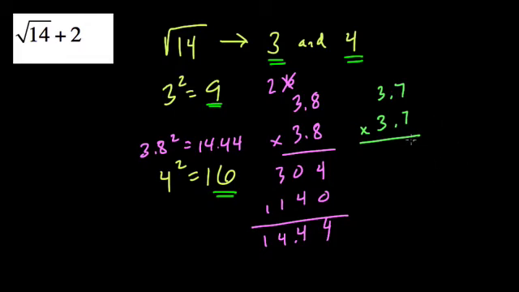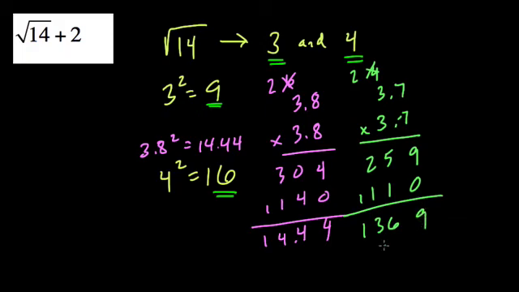So 3.7 squared, here 7 times 7, that's 49. 7 times 3, 21, plus 4 is 25. 0 for a placeholder, don't need that anymore. 3 times 7 is 21, 2, 3, carry the 2. 3 times 3 is 9, plus 2 is 11. Now what do I get? Well, I add these up, I get 13.69. Too small. So I have 3.8, which is too large when I square that, and 3.7 squared is too small.